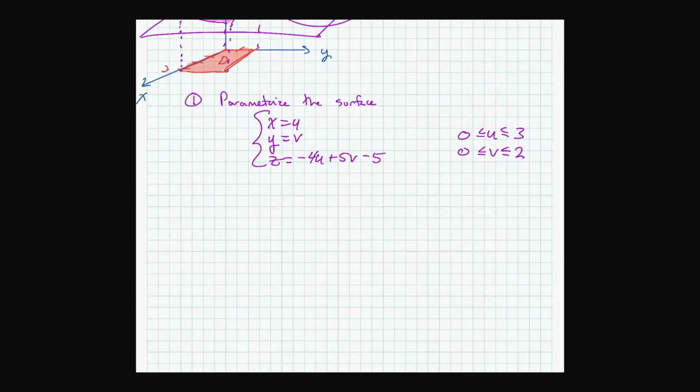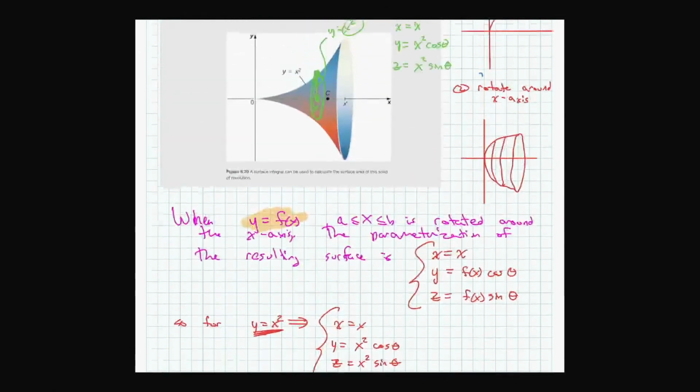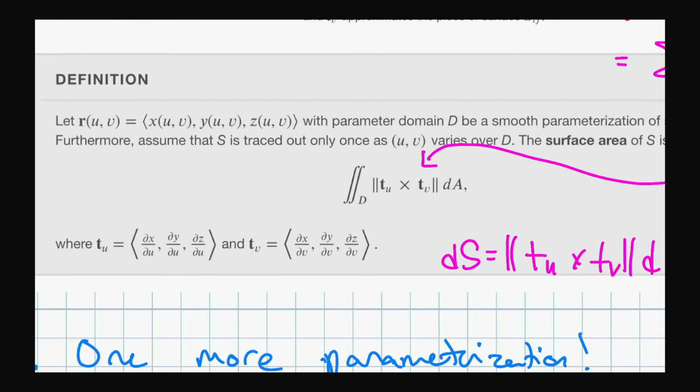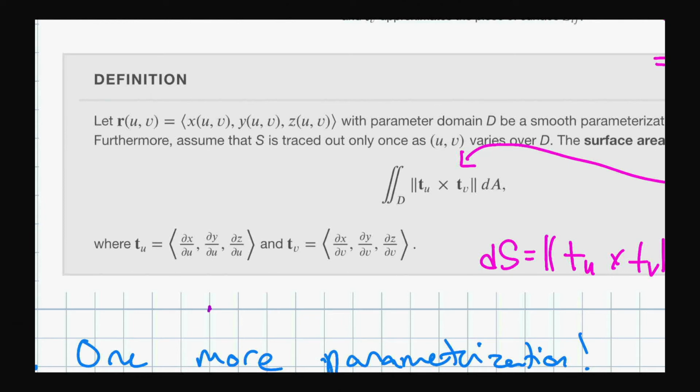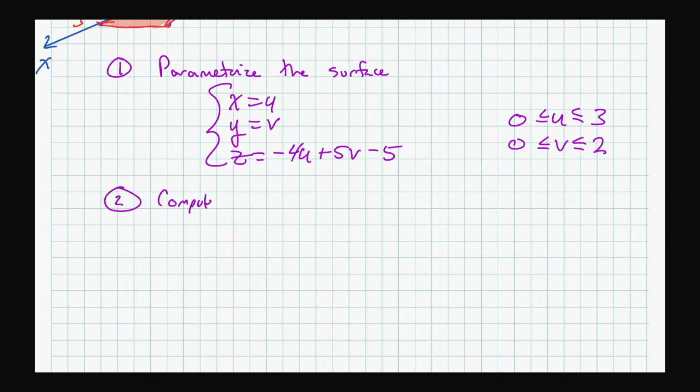Okay, so once you have that, now we are going to need the tu and the tv, right? We are going to need these things. That's not that hard, right? We're just doing derivatives, partial derivatives. Okay, so we need to compute tu, which was a vector with dx du, dy du, dz du, and then also tv, which is the same thing, but with v.